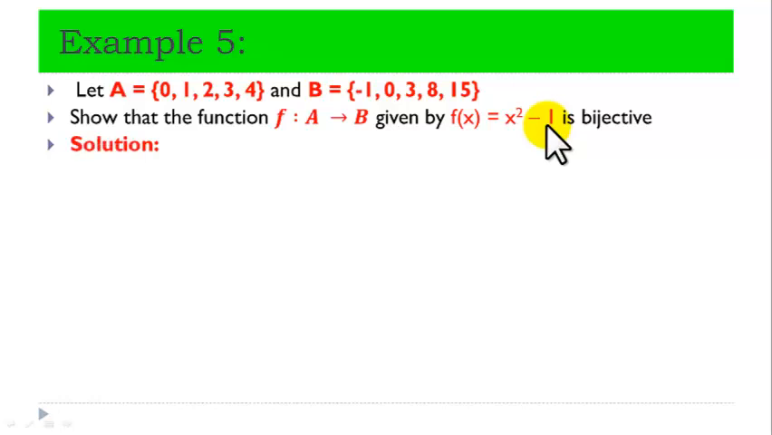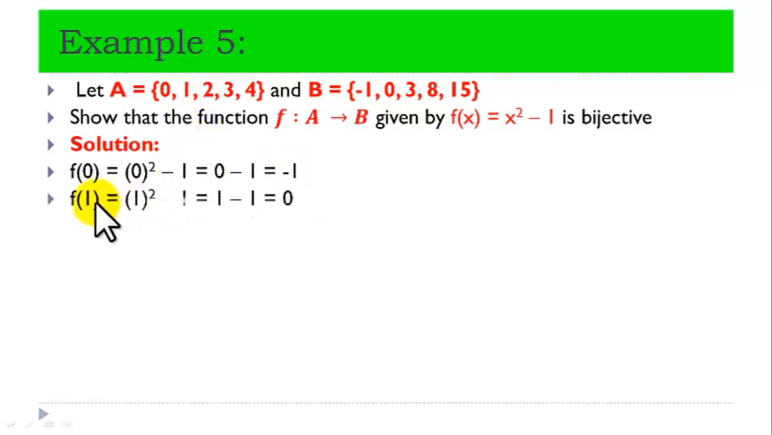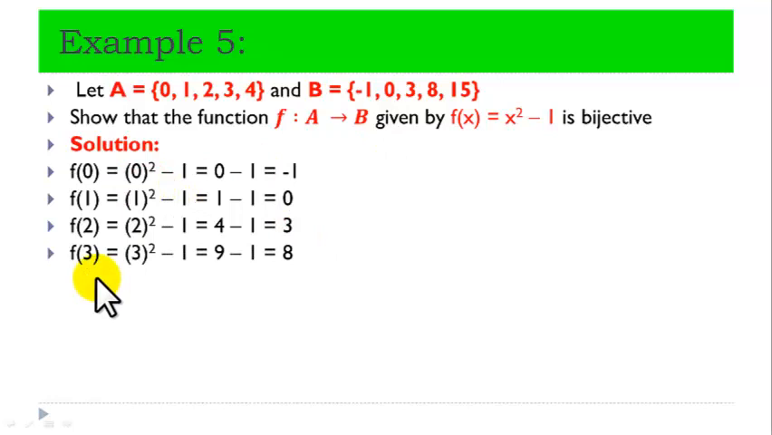Solution. Let us find the images of the elements of A under f. F of 0 is equal to 0 squared minus 1, that is minus 1. F of 1 is 1 squared minus 1, and that will give us 0. F of 2 is 2 squared minus 1, that is 3. F of 3 is 3 squared minus 1, which gives us 8. And f of 4 is 4 squared minus 1, and that is equal to 15.